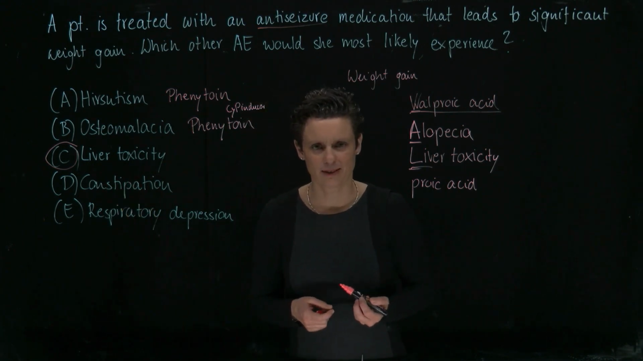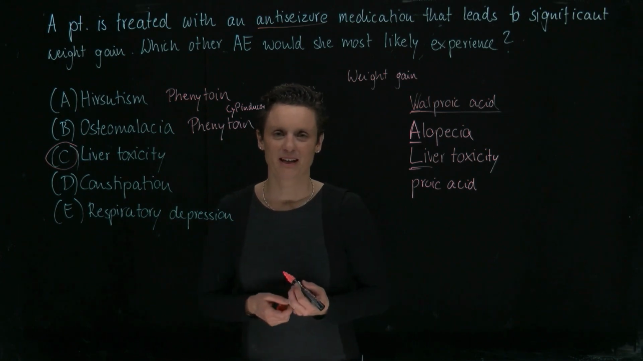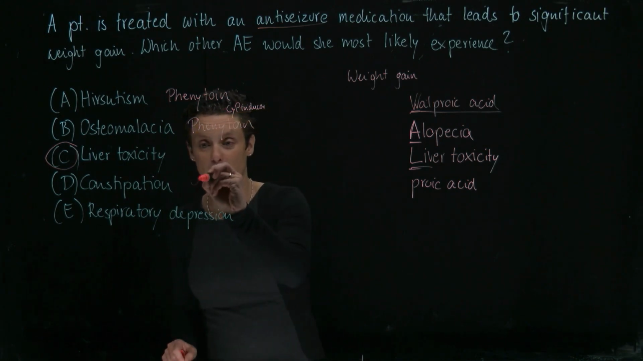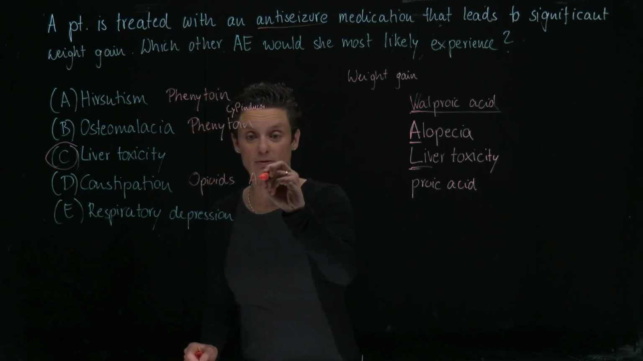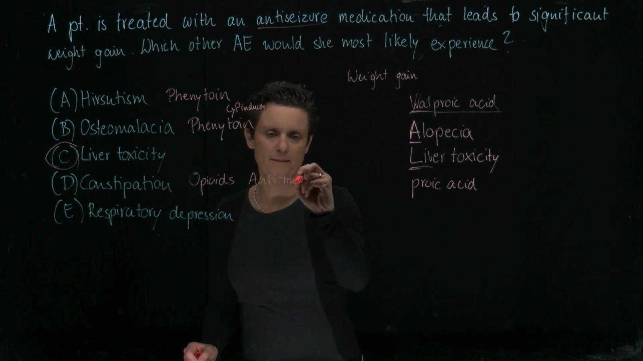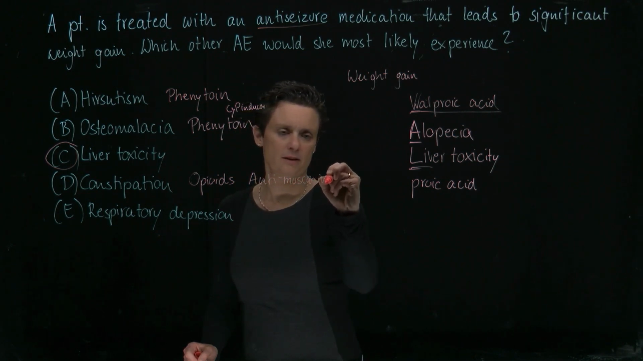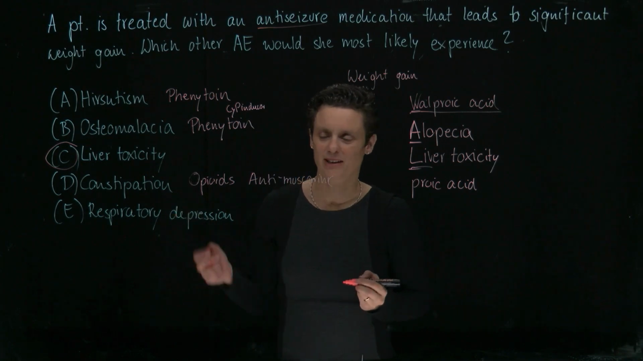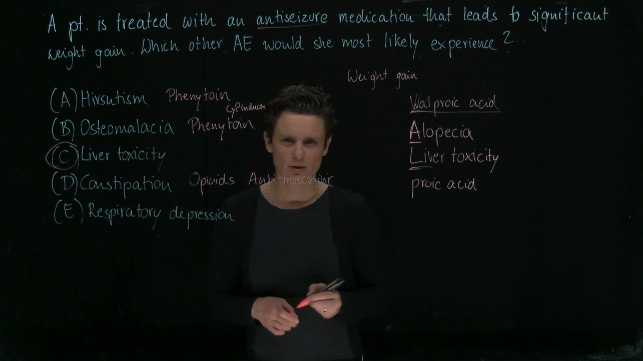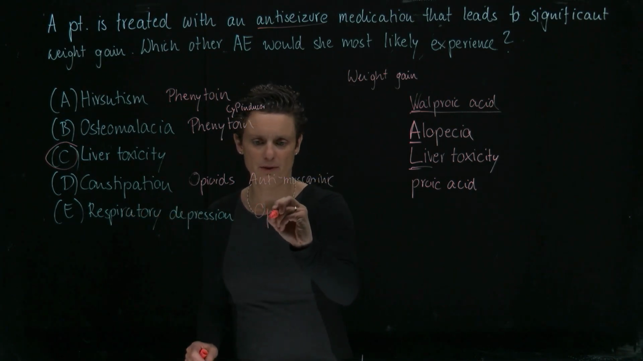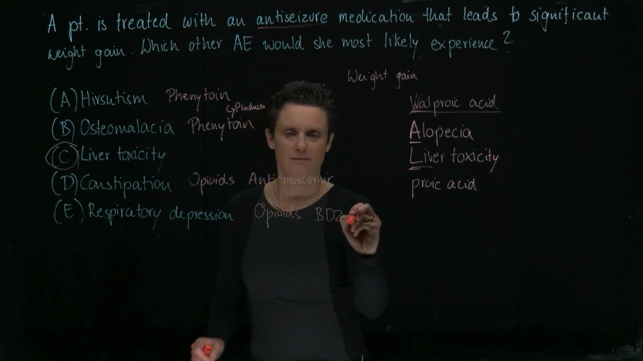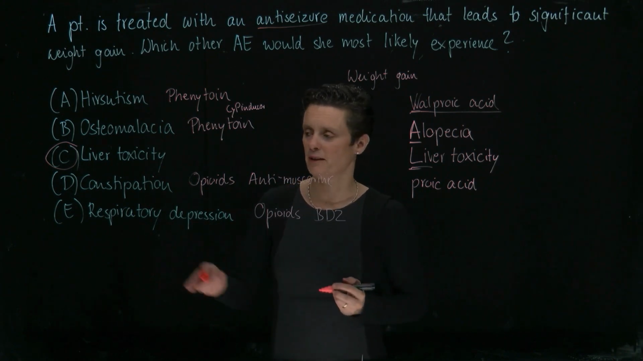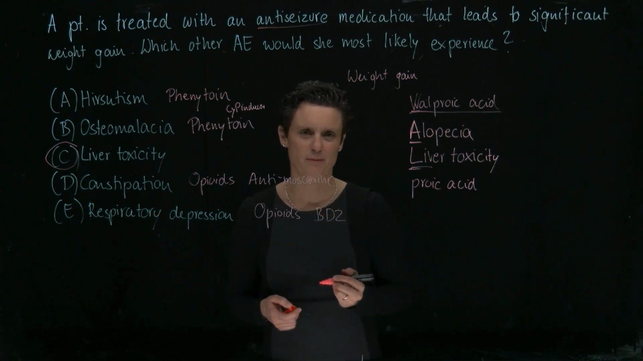Constipation, well, a lot of drugs can cause constipation. Good examples are, for example, opioids, if you are thinking about some CNS drugs, or maybe an antimuscarinic could cause constipation. Verapamil, many drugs can cause constipation. Respiratory depression, also opioids are famous for doing that. Also benzos, particularly if they're together with alcohol, would be examples for a drug causing respiratory depression.